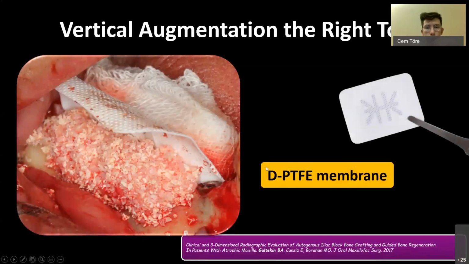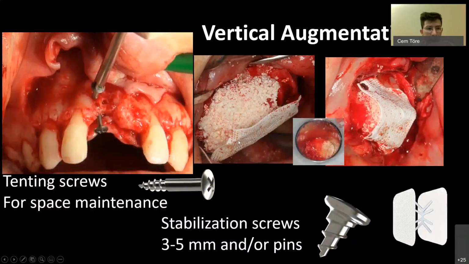Now, the right tools for the right job for vertical augmentations. Like we said, we are using PTFE membranes here, PTFE TR, titanium reinforced, like we see here. We need our tenting screws. You have seen these in a part of one of the videos before. These are, as they are called, tenting screws. They are the main poles of the tent we are about to make. They are the ceiling of the tent, and they will limit the minimum amount of bone we will end up with in the area. So they are basically bumpers for the PTFE membrane.